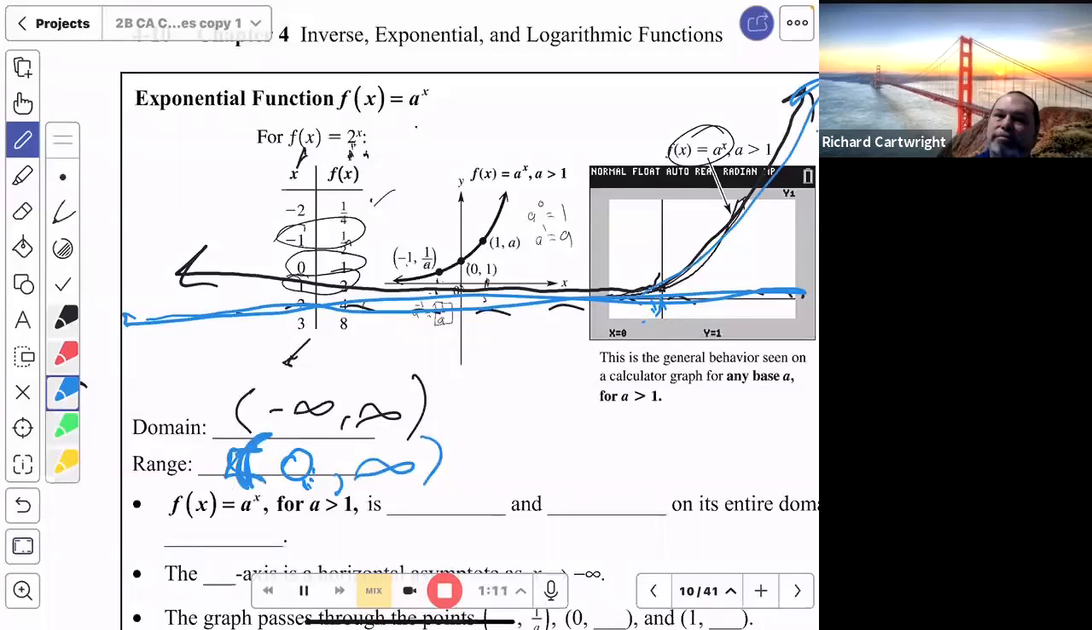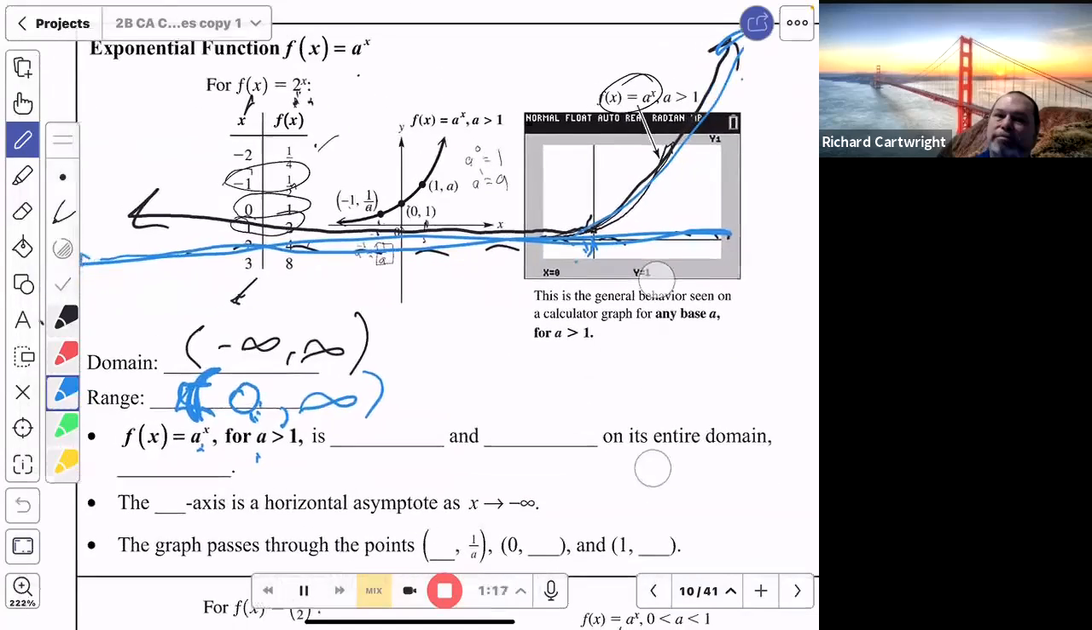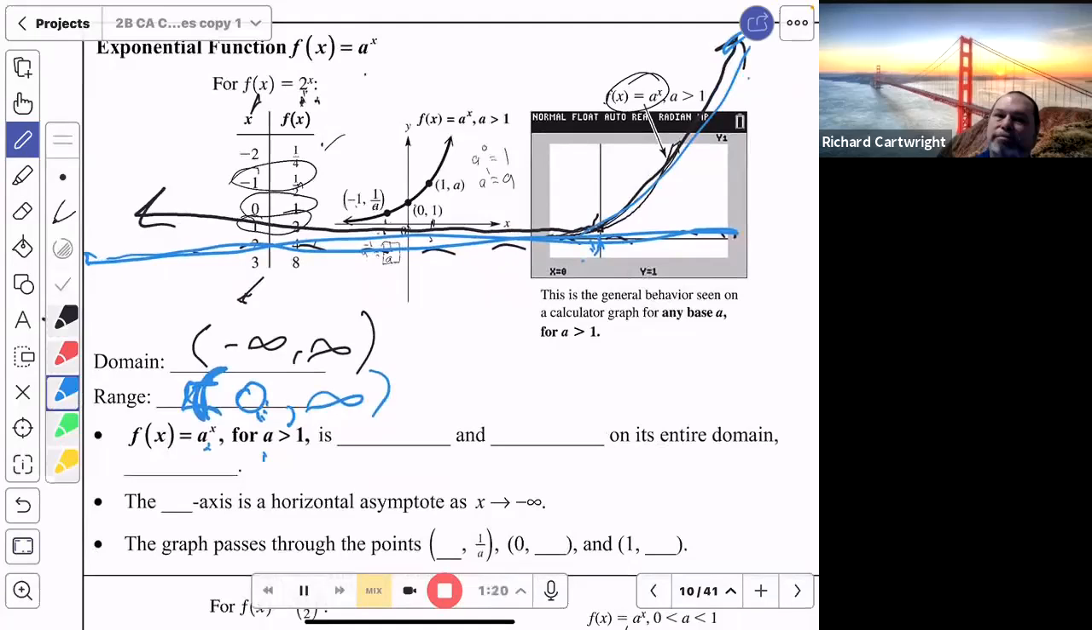So as long as a is greater than 1, I'm going to say, and again, Jillian, you're reading the book. You can correct me if I'm putting in stuff the book doesn't have. But I'm looking at that black function that I wrote here. I'm going to say it's increasing, and it is continuous.